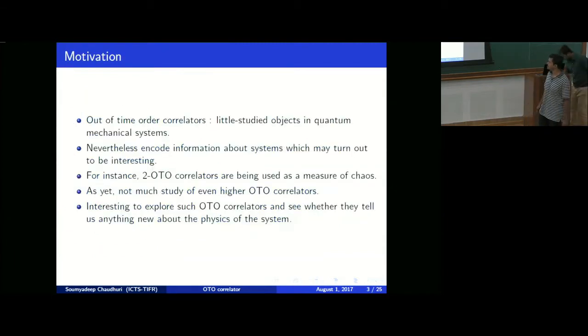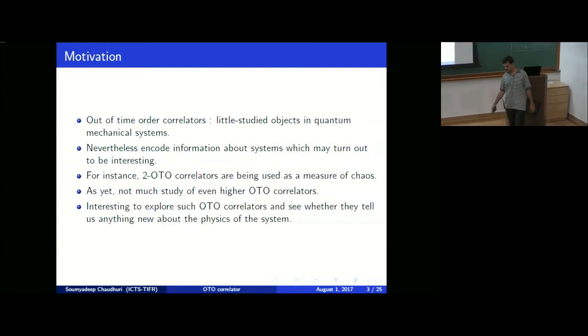Right. So as Amin mentioned, out of time order correlators are not so well studied objects in quantum mechanical systems, but they may encode important information about these systems. As I mentioned, OTO correlators come up in discussions of chaos. They come up as a measure of chaos, but higher OTO correlators haven't been studied that much as yet. But it is interesting to explore such higher OTO correlators and see whether they tell us anything new about the physics of the system.